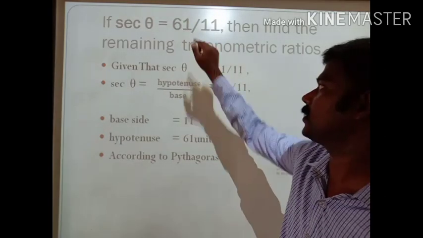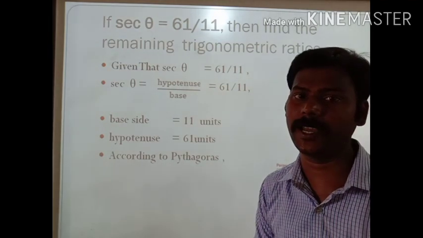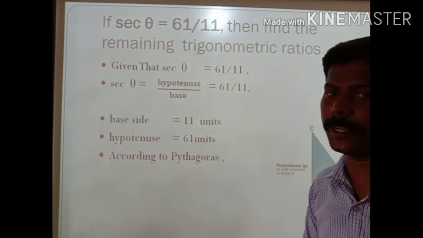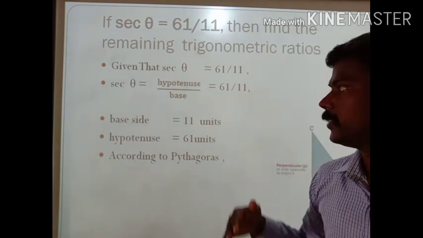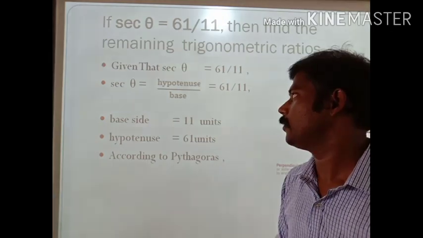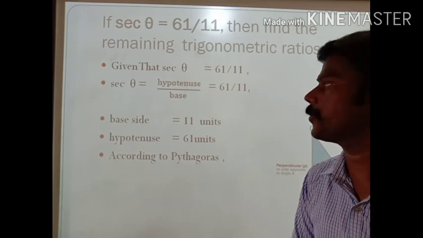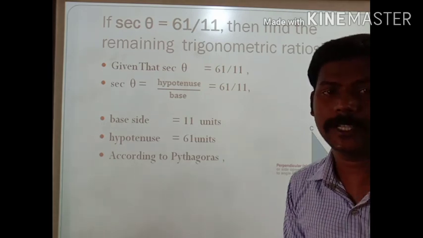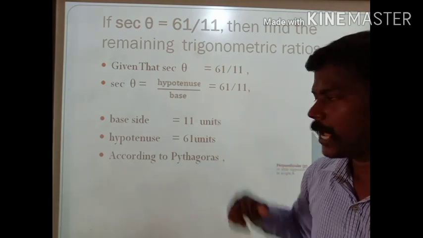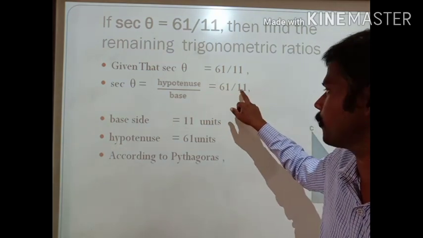If secant theta equals 61 by 11, observe clearly, then find the remaining trigonometric ratios. We follow the previous steps only to solve this problem. First, what is given? Secant theta, how much is given? 61 by 11. What is the definition of secant theta? Hypotenuse by base. So, write the value 61 by 11.